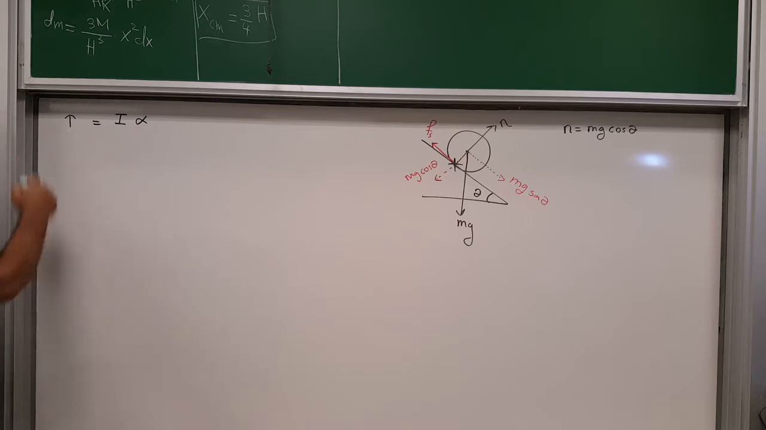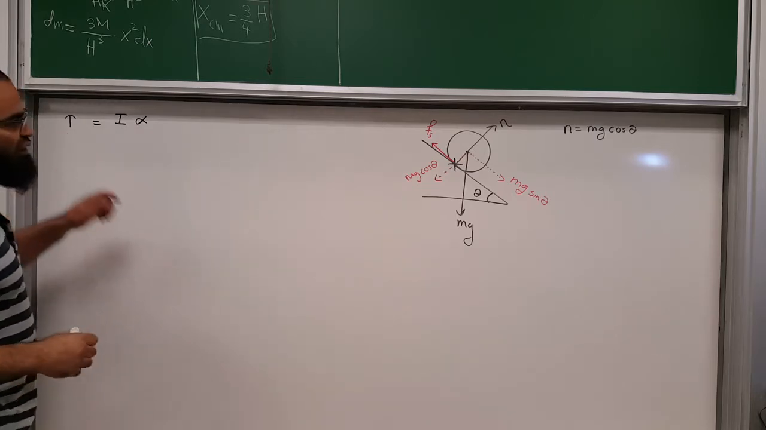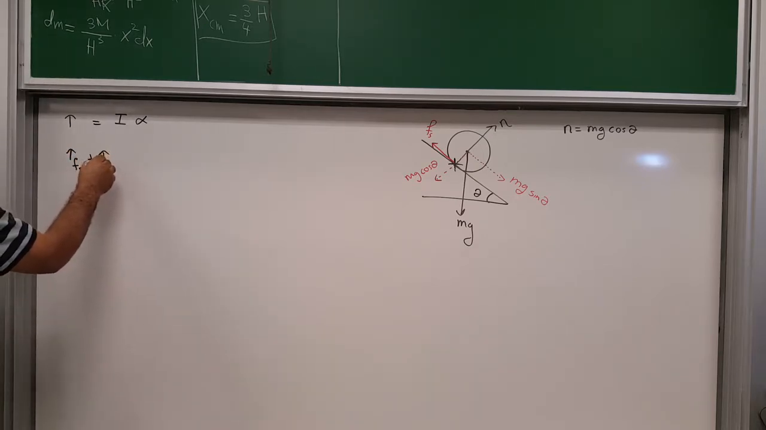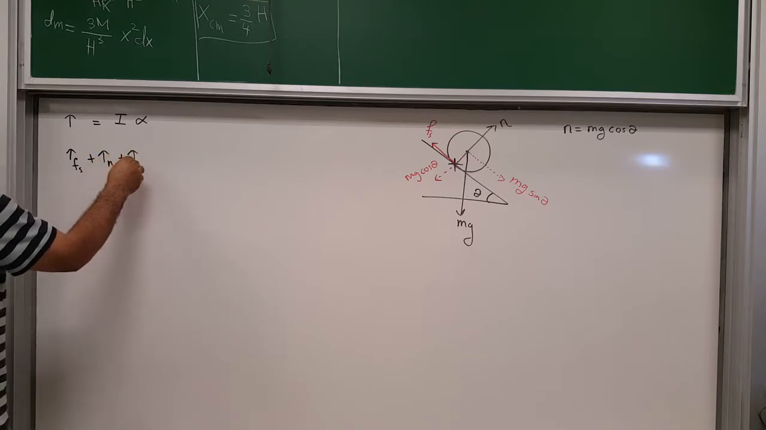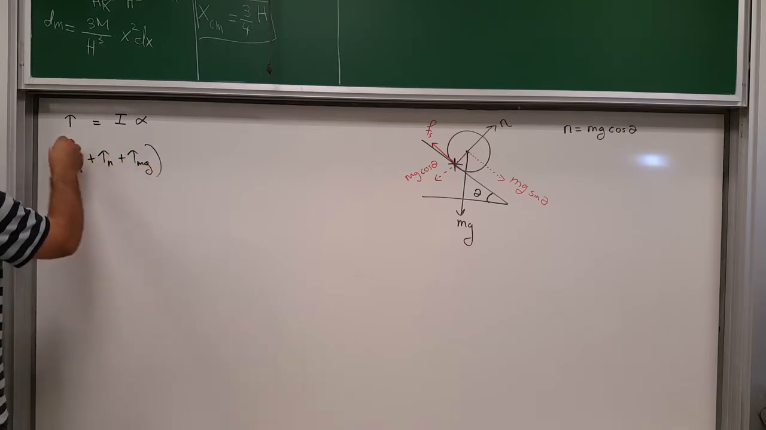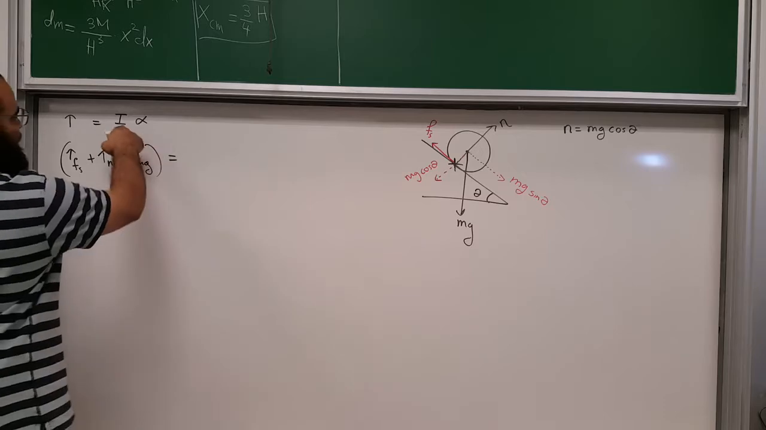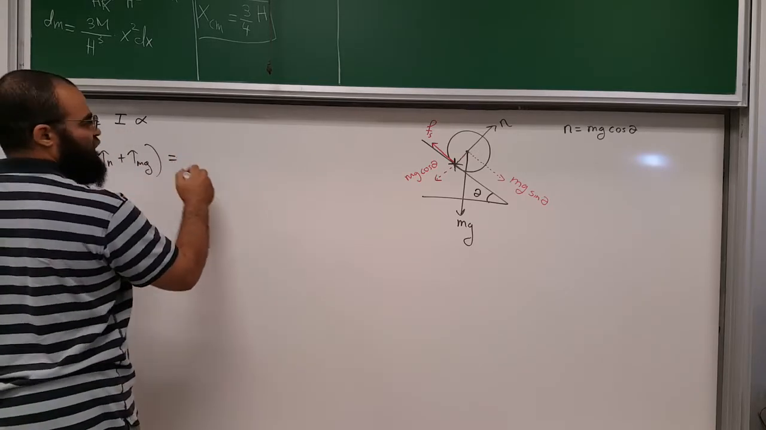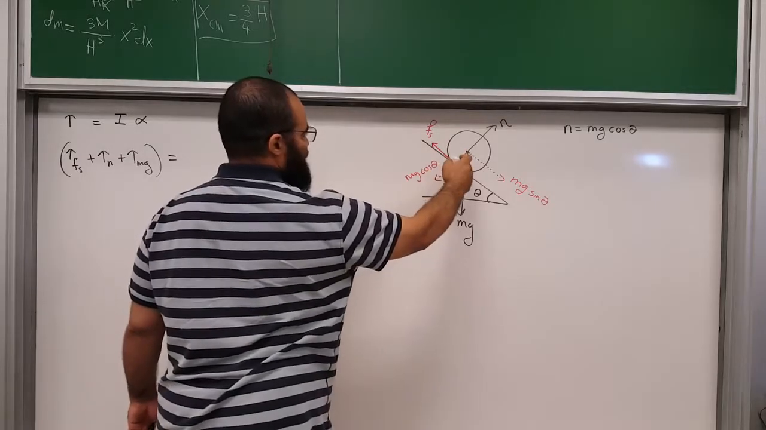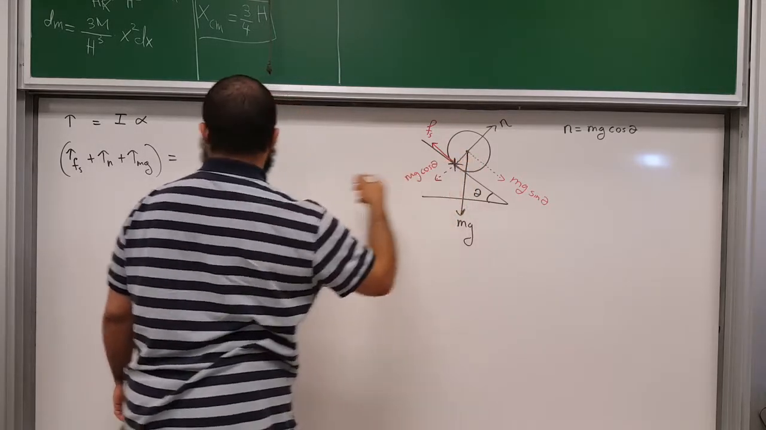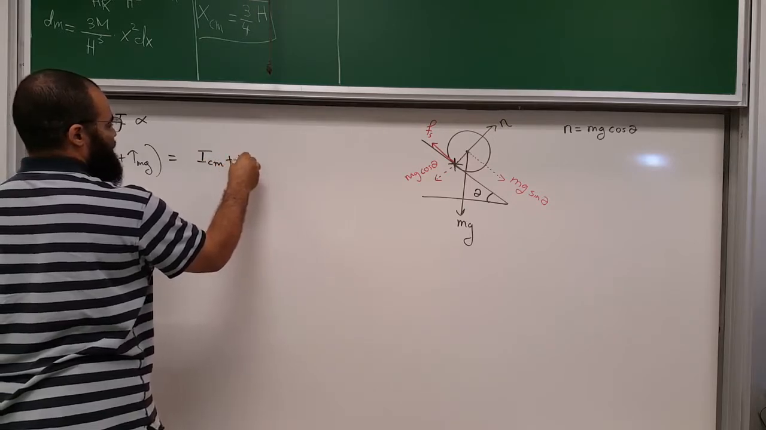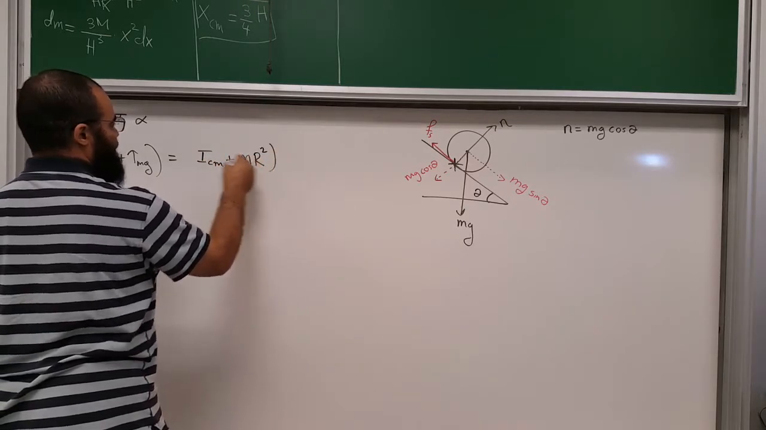The torque now will consist of three torques. There is the torque due to the force of static friction, plus the torque due to the normal force, plus the torque due to the mg. All right? And that equals the moment of inertia times the angular acceleration. The moment of inertia about this point will equal the moment of inertia about the center of mass plus the mass times the radius squared.